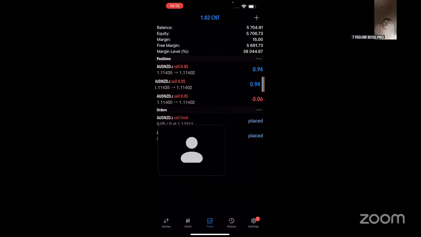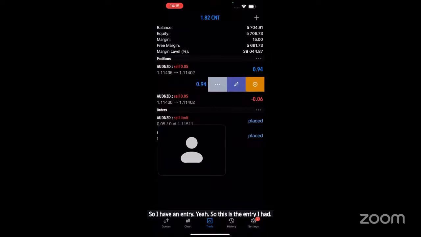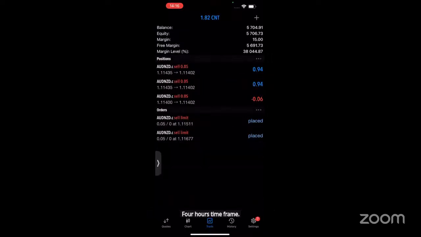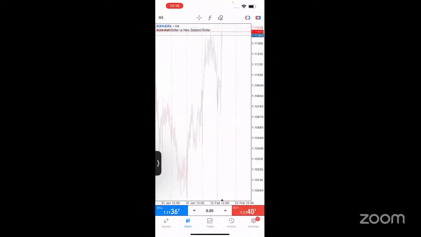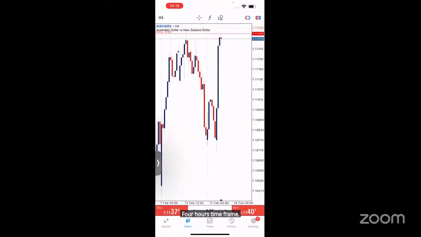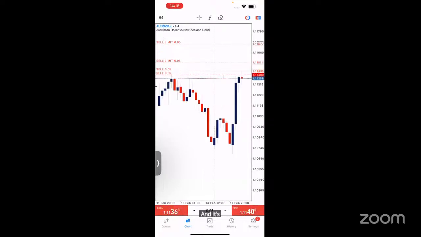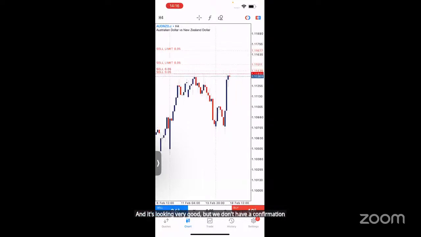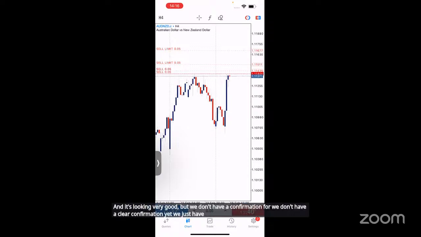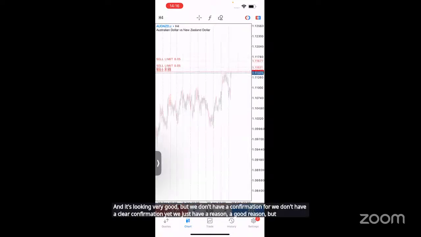So I have an entry here. So this is the entry I had, 4 hours time frame. And it's looking very good, but we don't have a clear confirmation yet. We just have a reason, a good reason, but there's no confirmation. We're still waiting for confirmation on a smaller time frame.